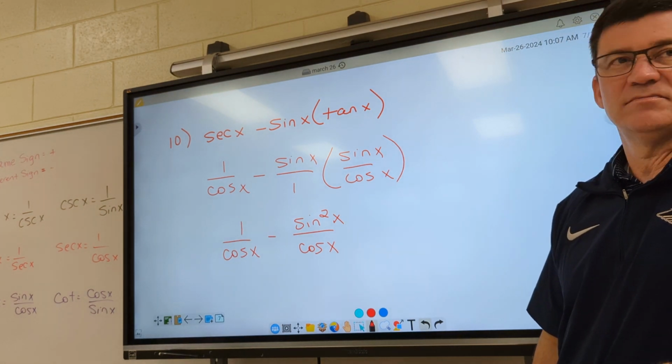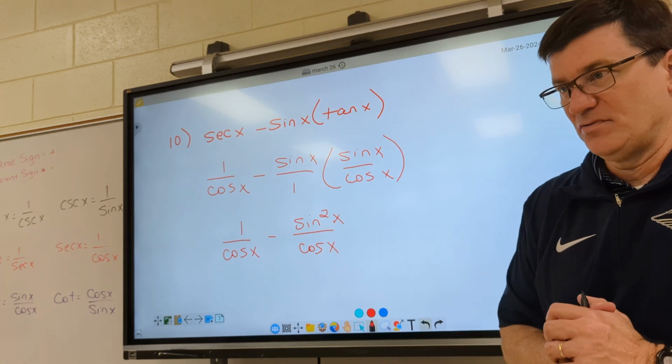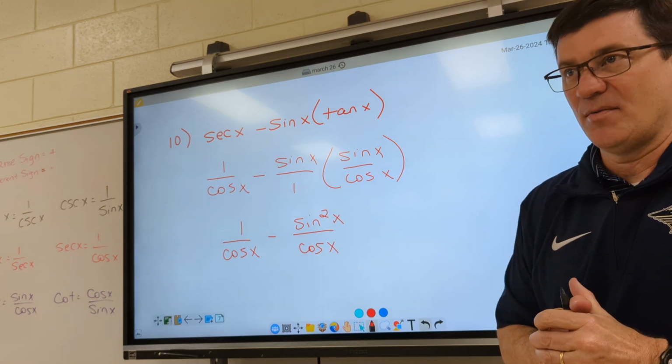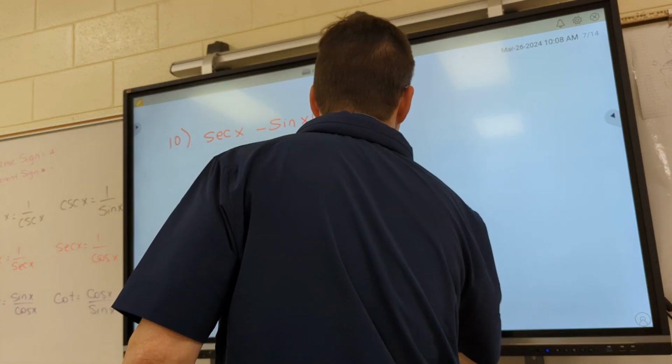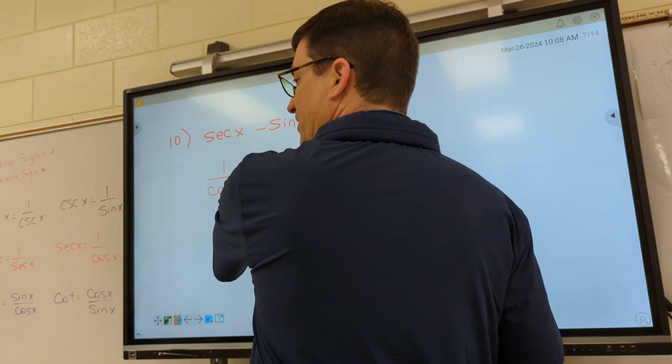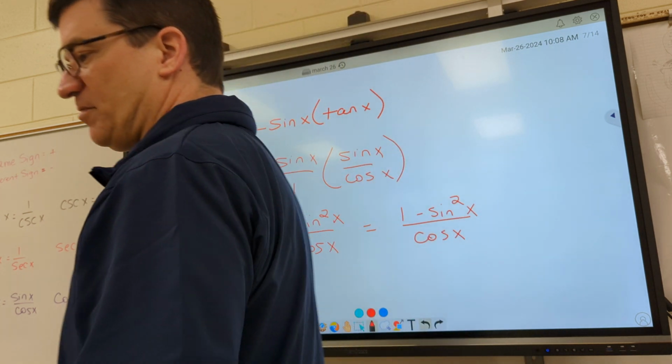All right, now, got to find a common denominator. What's going to make this one easy to do? They already have a common denominator. So, just bring cosine on the bottom 1 time, and you bring over anything that's on the top. So it's 1 minus sine squared. All right, y'all finish it from there and get an answer.